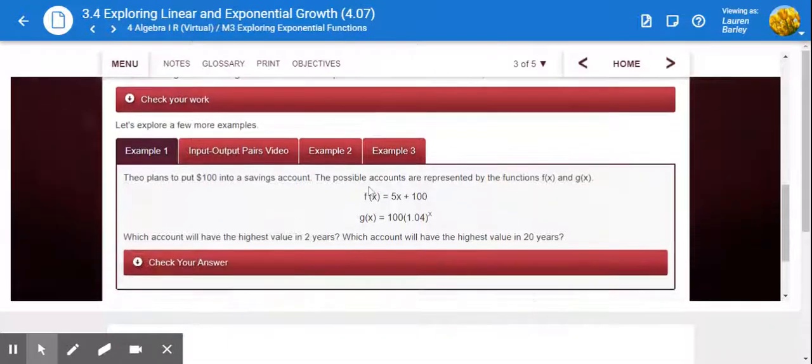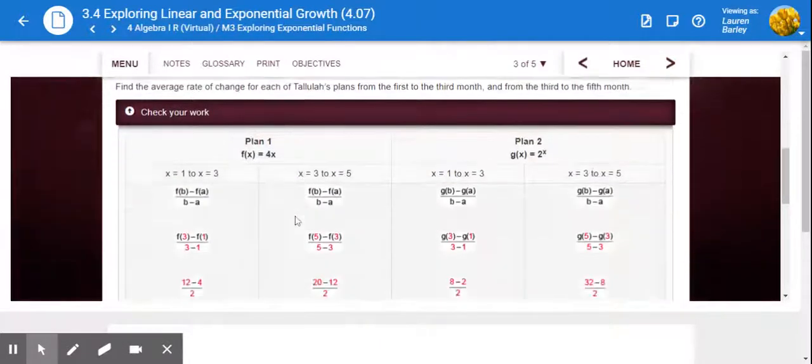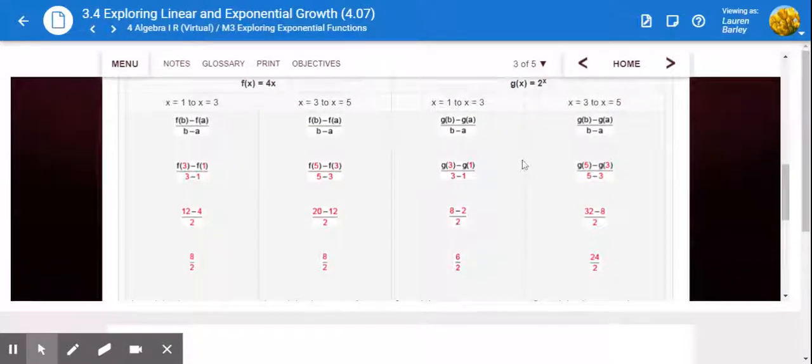Okay, let's take a look at the work here. And we can find the average rate of change for her plan from the first month to the 3rd month and from the 3rd month to the 5th month. So the work is done here, again, just using that rate of change formula, y2 minus y1 over x2 minus x1. And as you do that, you can see the change here is the same, but over here, it's increasing.